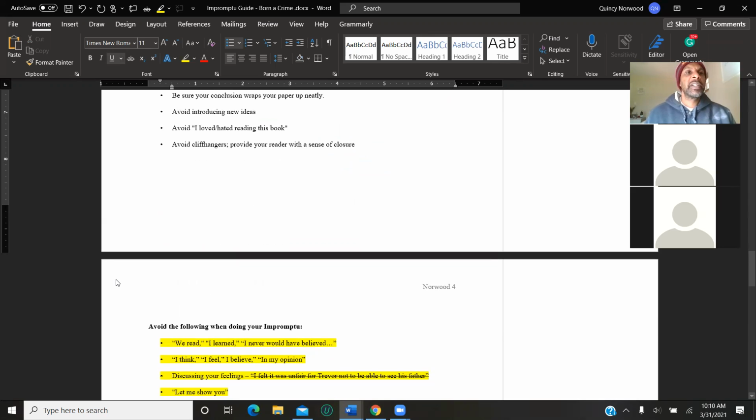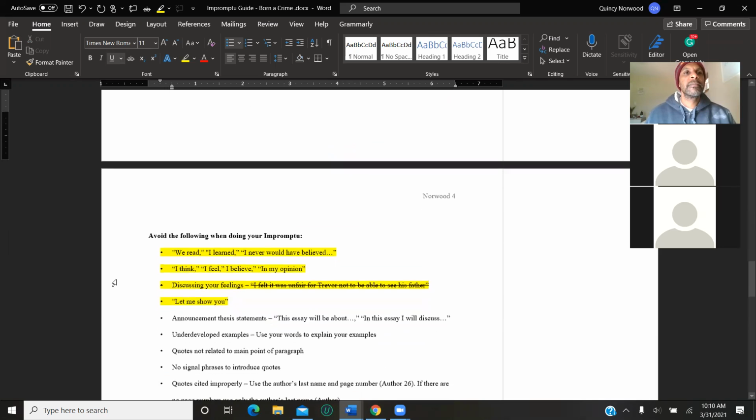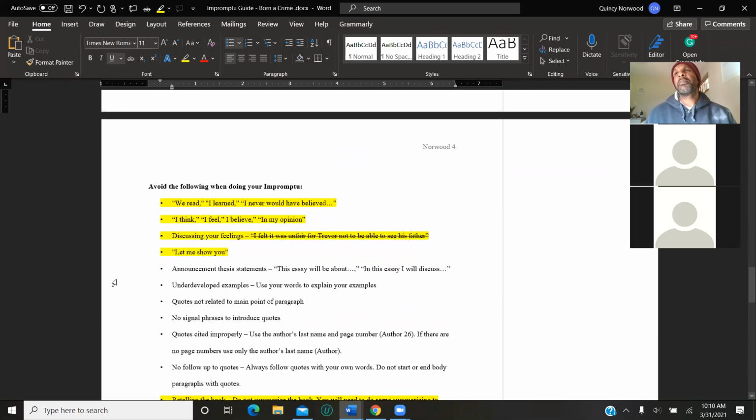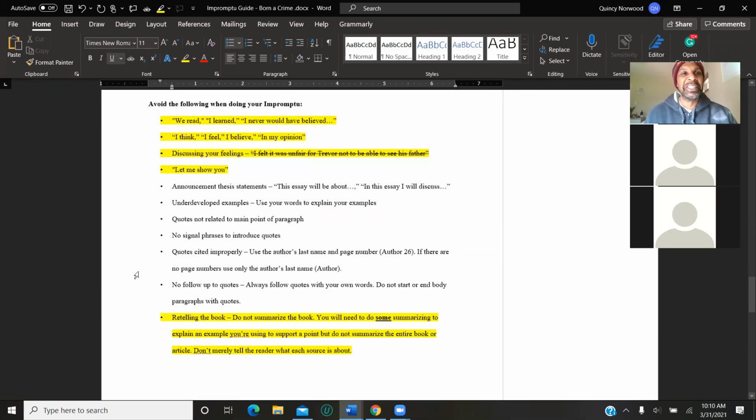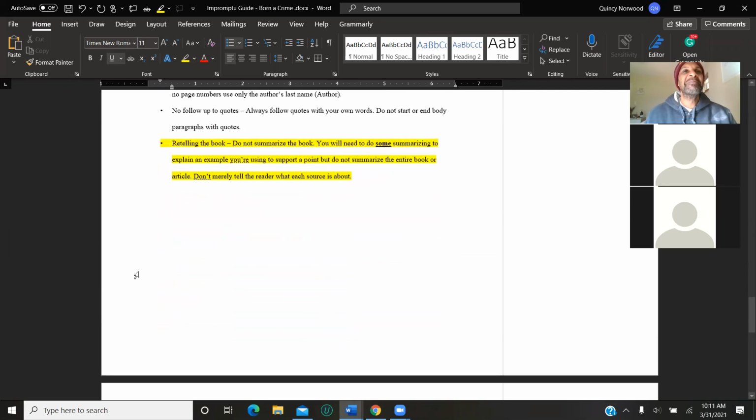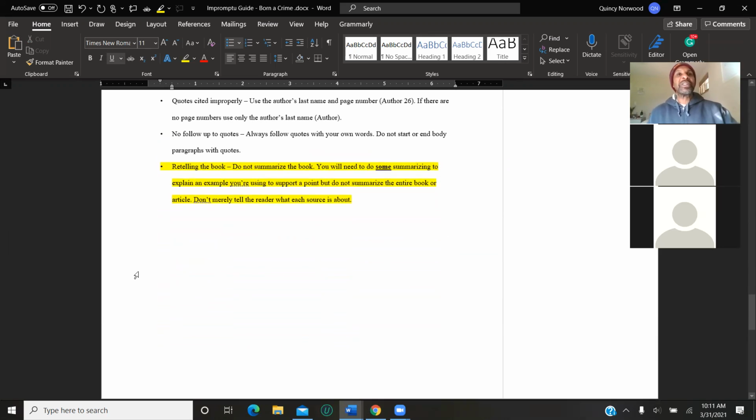Again, it's like a sandwich, man. All that stuff comes together. You might not even eat a piece of bread by itself, but when you put it on a sandwich, it's good. Okay. Now, don't retell the book. You will need to do some summarizing to explain an example you're using or to support a point, but don't summarize the whole book. Don't merely tell the reader what each source is about. Like, don't say what happened if it's not relevant.